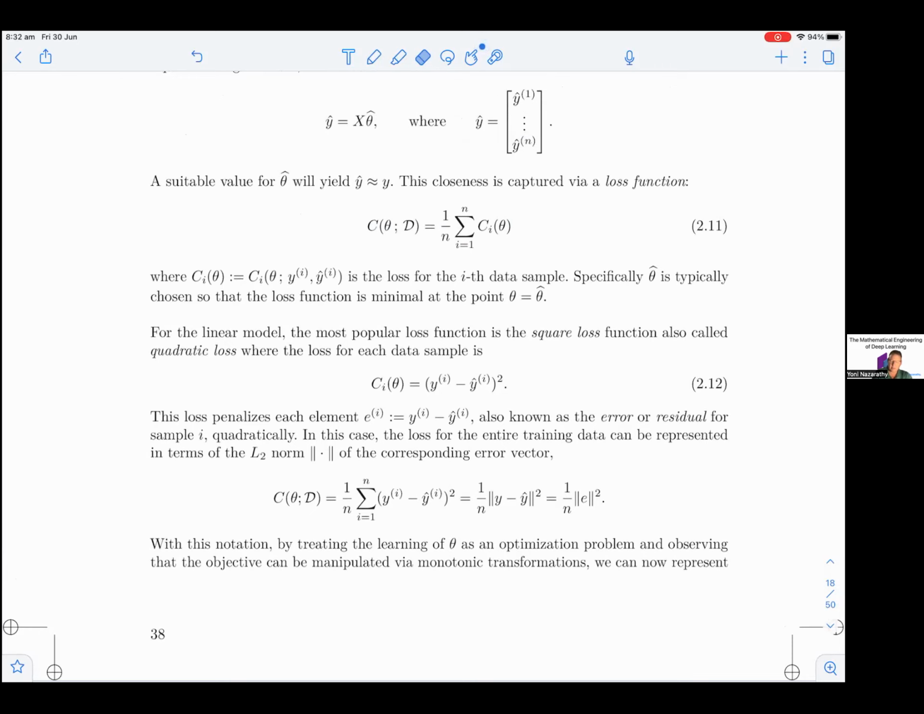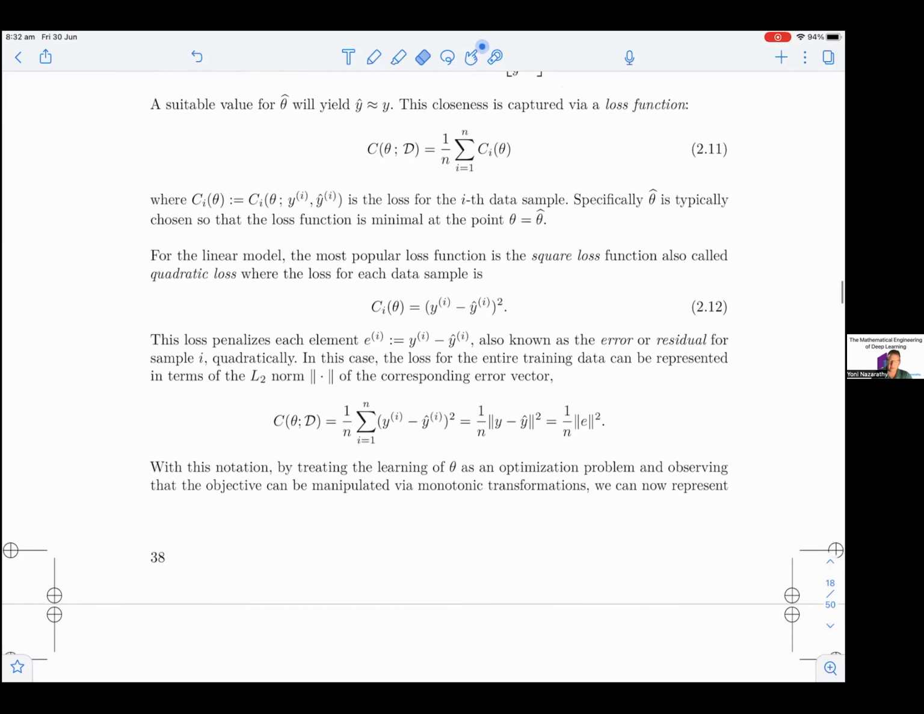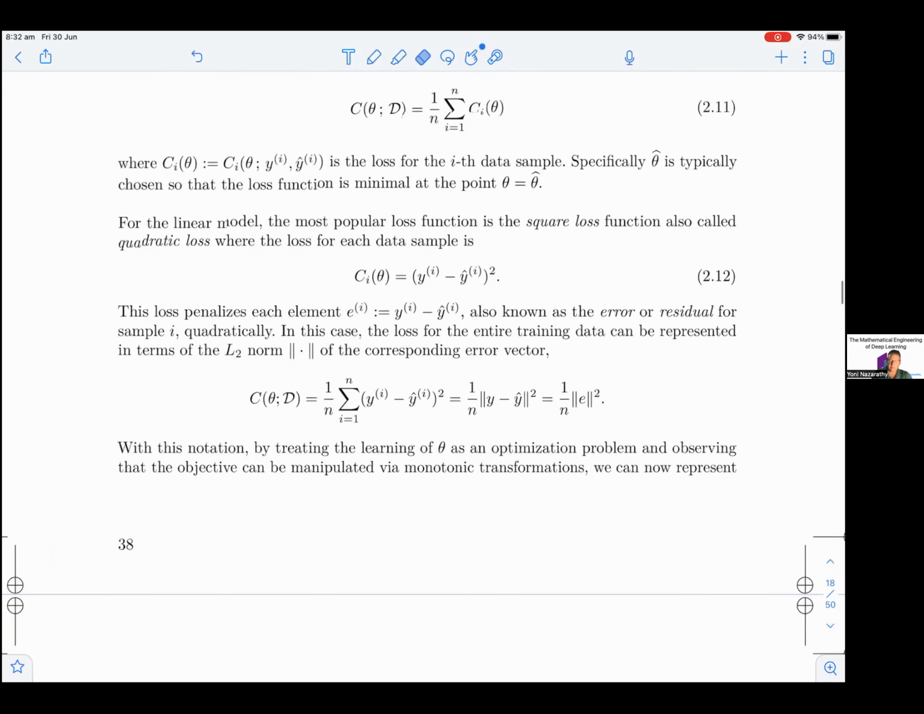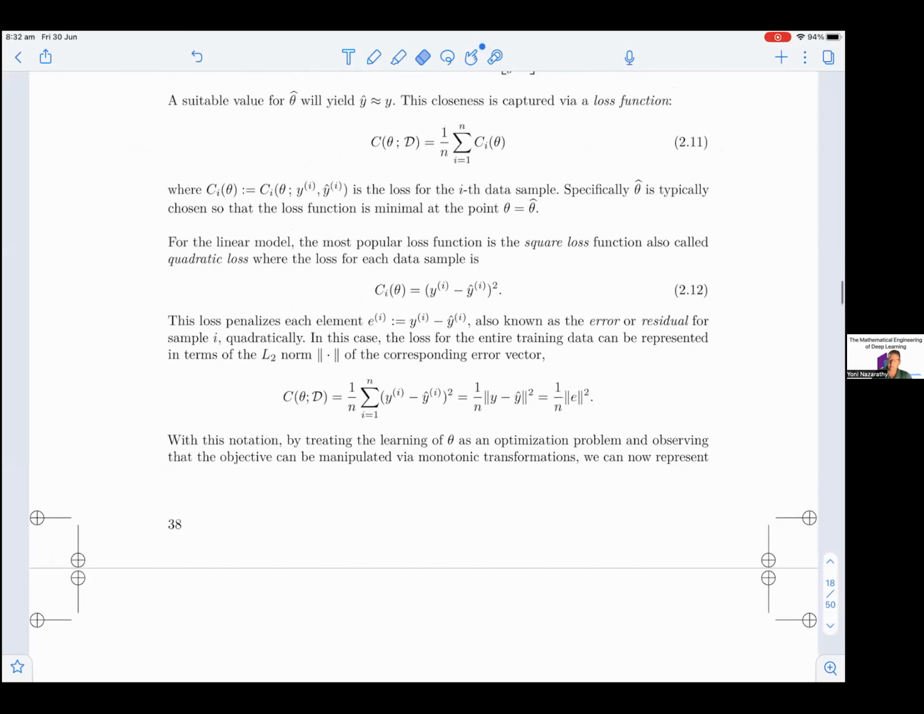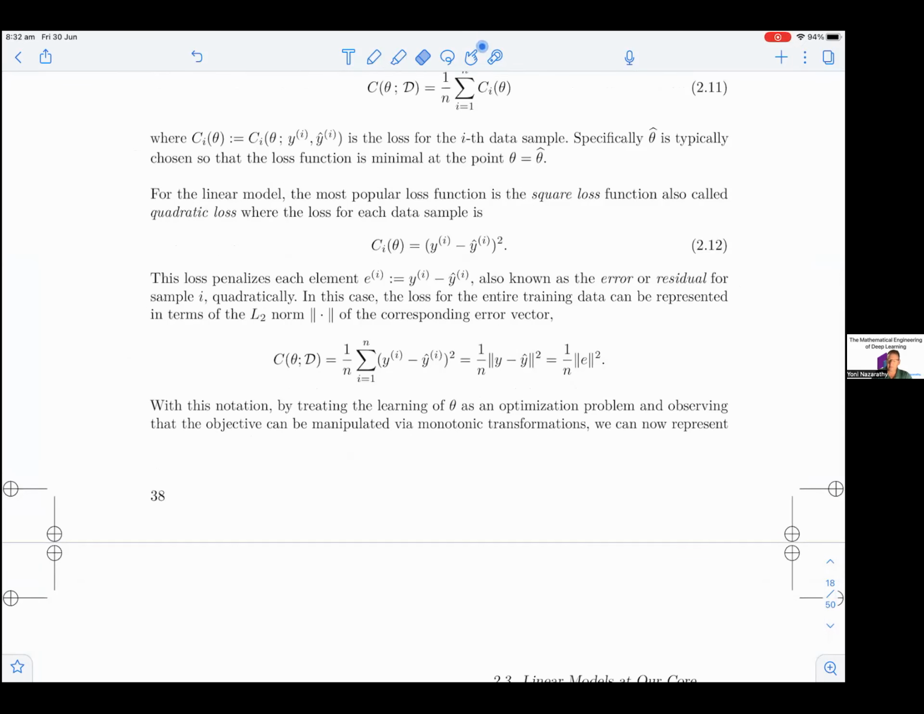So the closeness is captured via the loss function, where Ci is the loss for the ith data sample. Specifically, theta hat is typically chosen so that the loss function is minimal at the point theta equals theta hat. Okay, so we're trying to minimize the loss function.